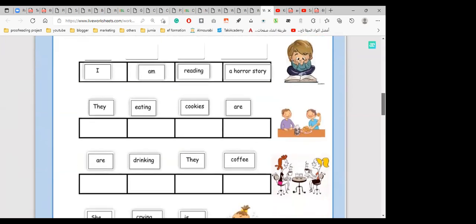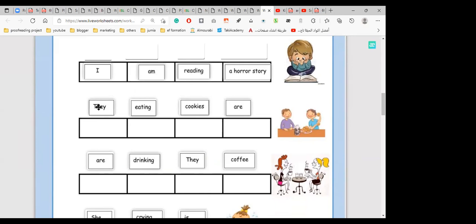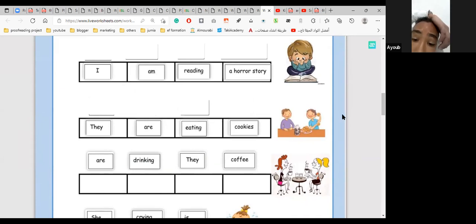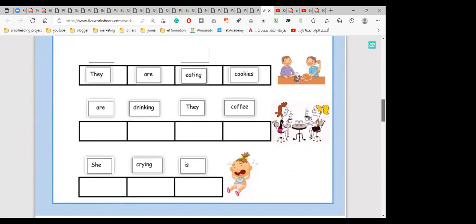I am reading a horror story. Okay, next one. They are eating cookies. Yes, do you like cookies? Yes, I like it. Yes, everyone likes cookies.